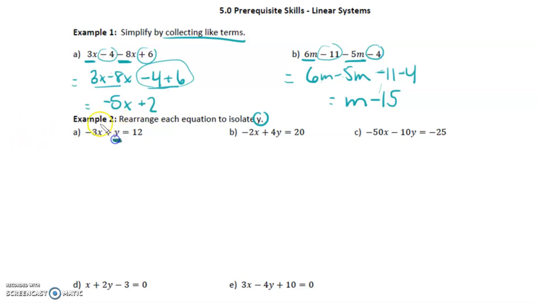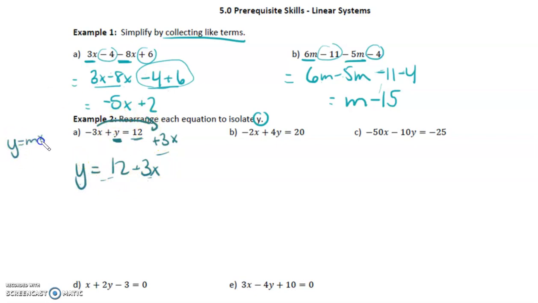So we're going to leave this y on this side, bring that negative 3x over, and it becomes positive 3x, right? So we have y equals, and then we have a 12 and a 3x on this side. Okay, so we've isolated for y, so we've actually answered this question.